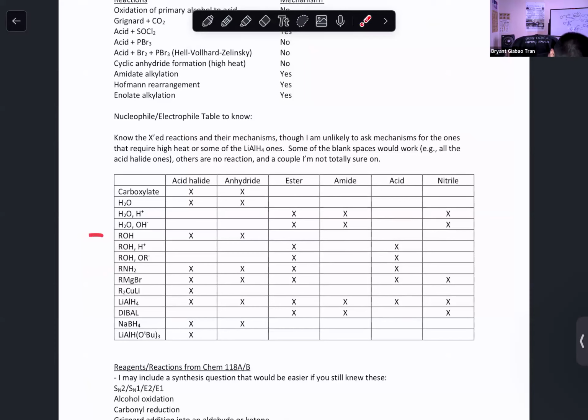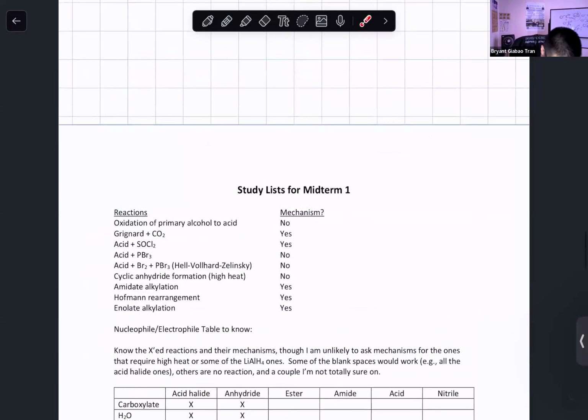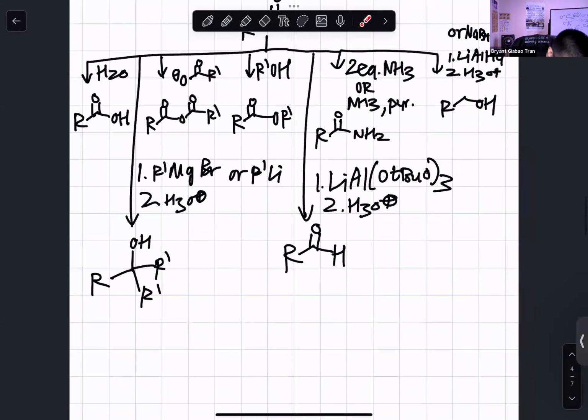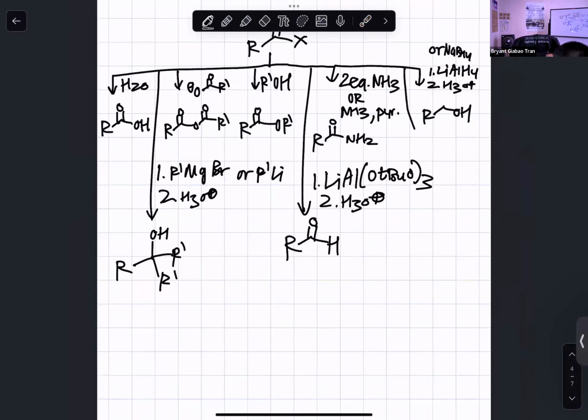I mean, yeah, the alcohol makes the ester. The amine makes the amide. We got the strong organometallic Grignard reagent, LiAlH4, NaBH4. Okay, and we have the weaker one as well, the R2CuLi, the organocuprate.